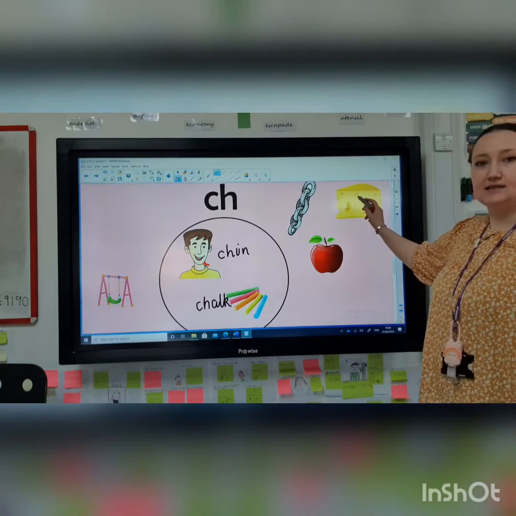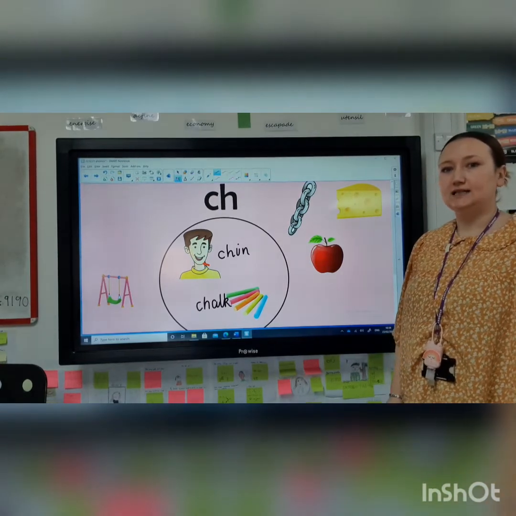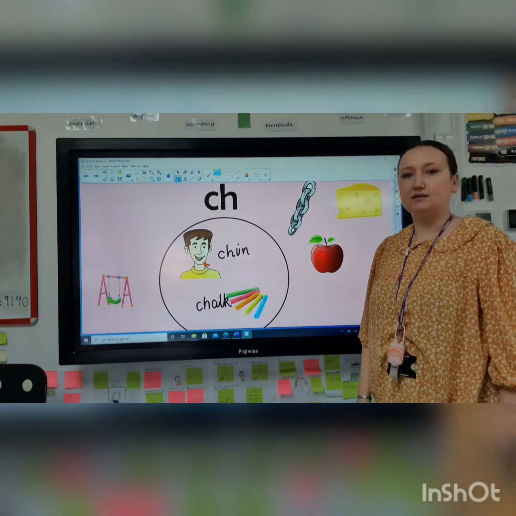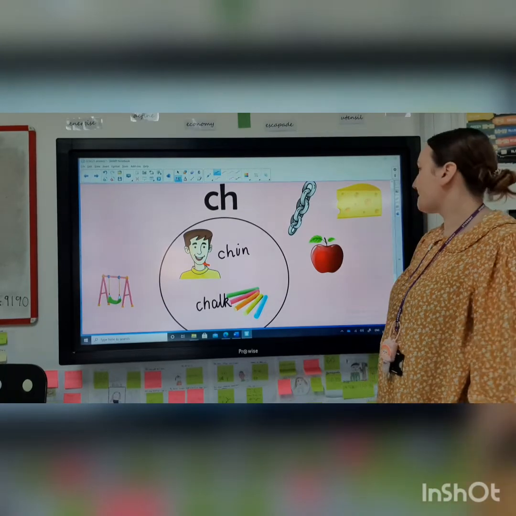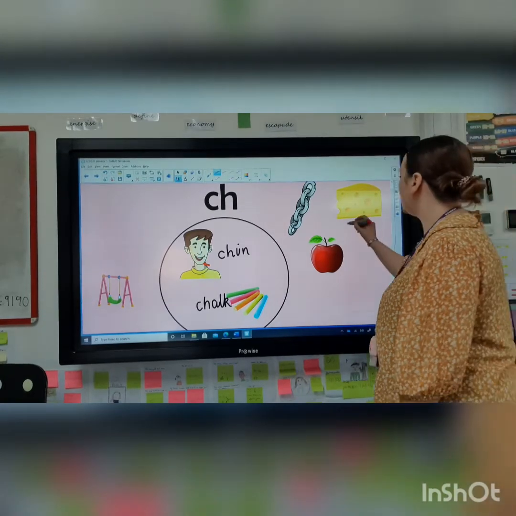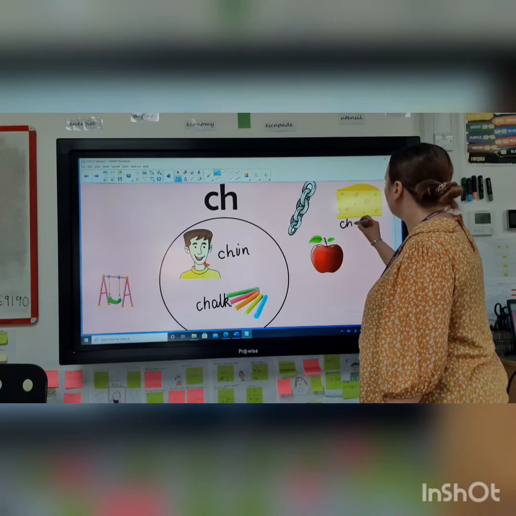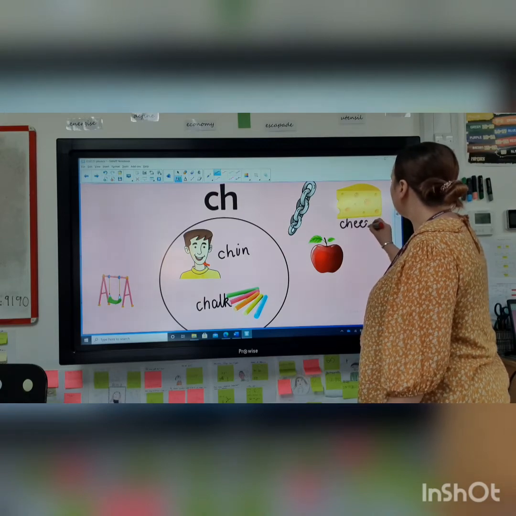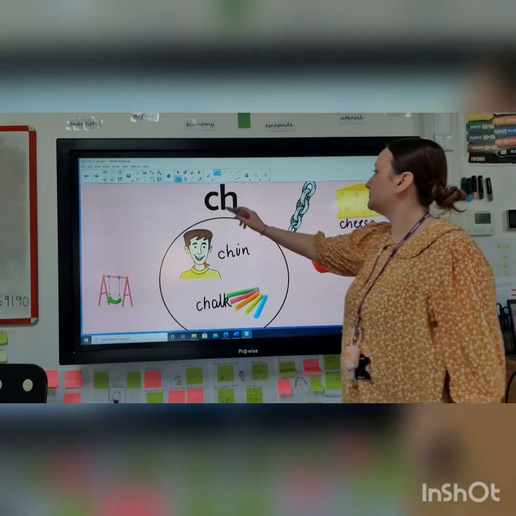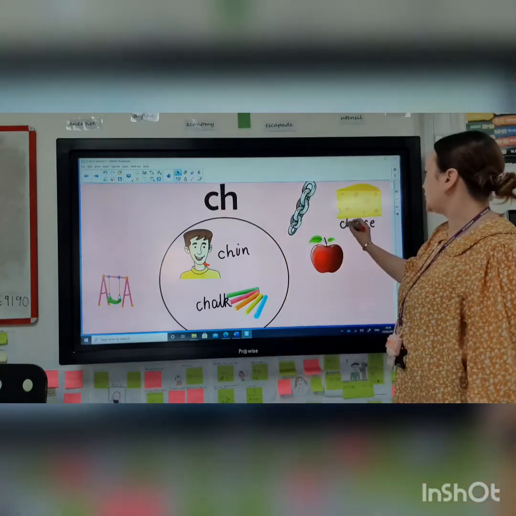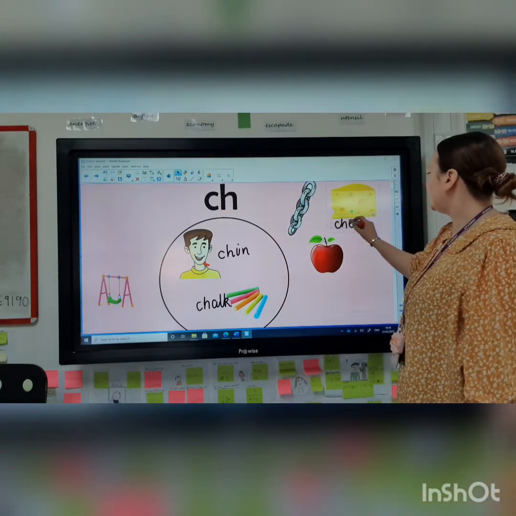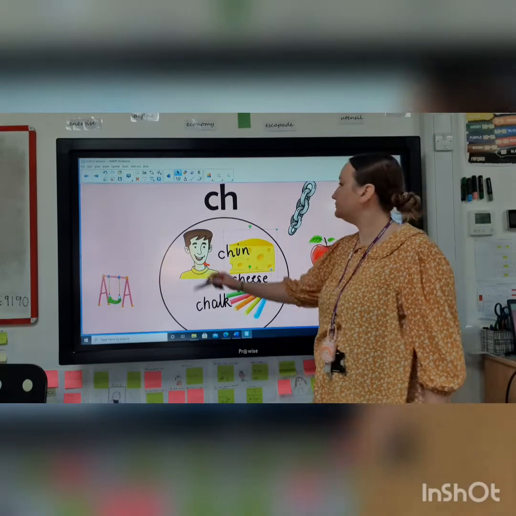It's about this. Cheese. Does cheese have that ch phoneme? Yes, cheese. See the ch. So let's put the cheese in the circle.